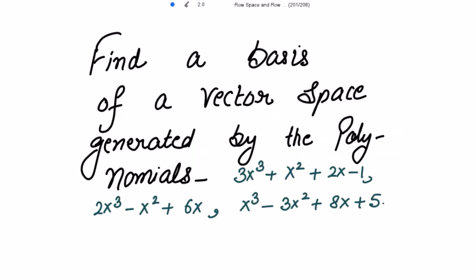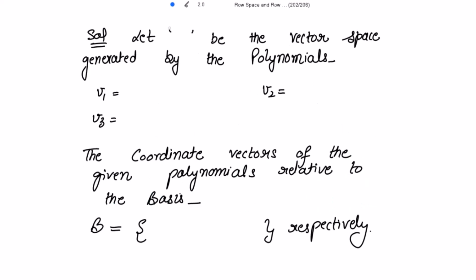We need to find a basis of a vector space generated by these given polynomials. To get the basis, we first need to write the coordinate vectors of these given polynomials relative to the basis, right? So let V be the vector space generated by the polynomials. Let me name them V1, V2, V3.